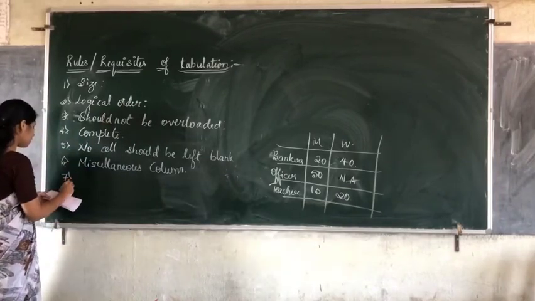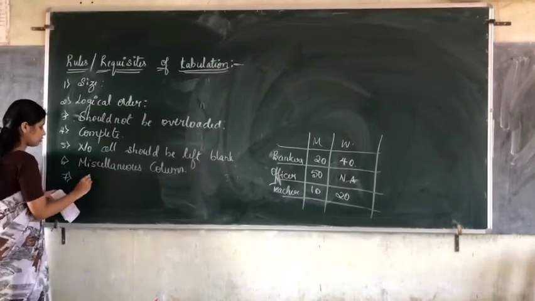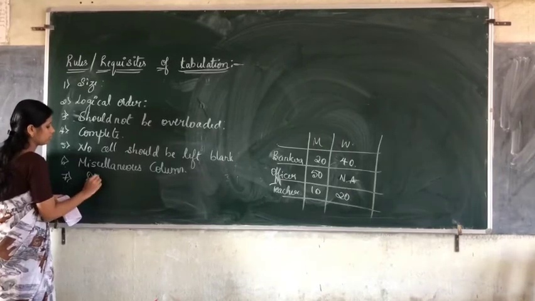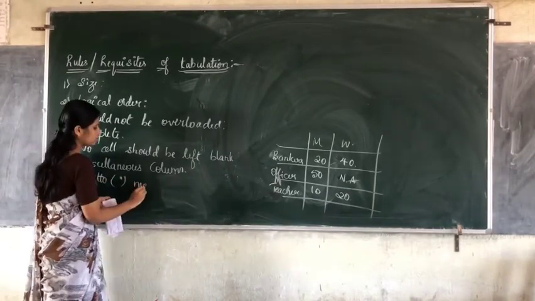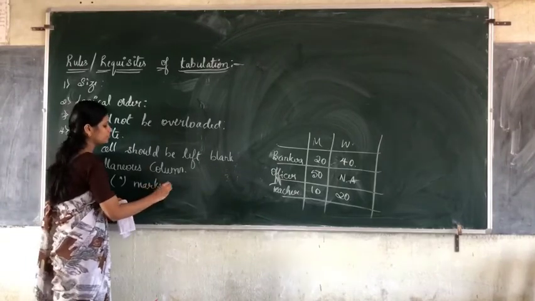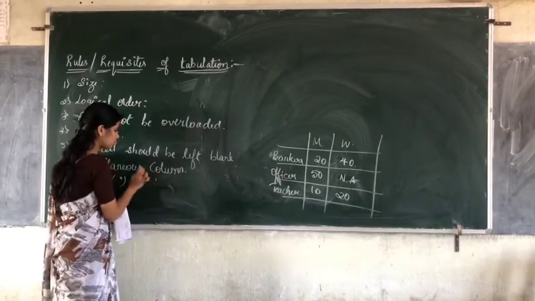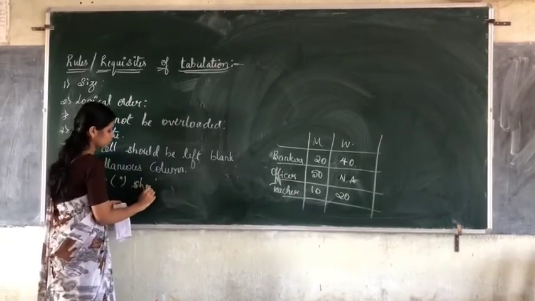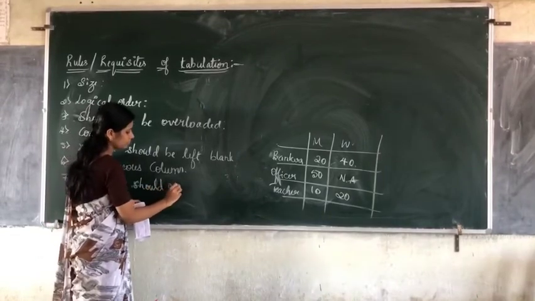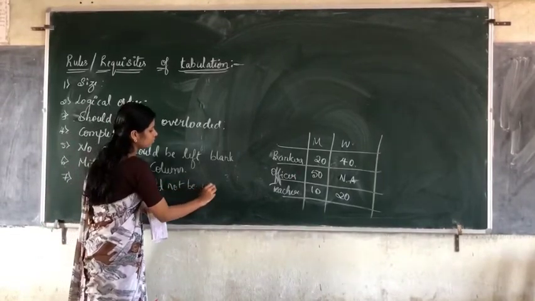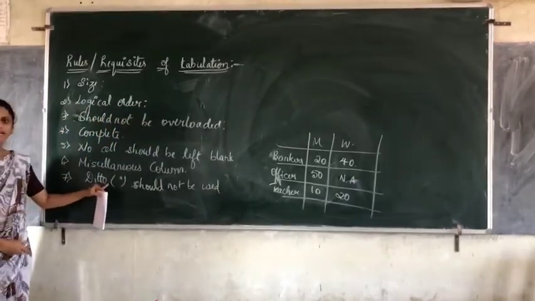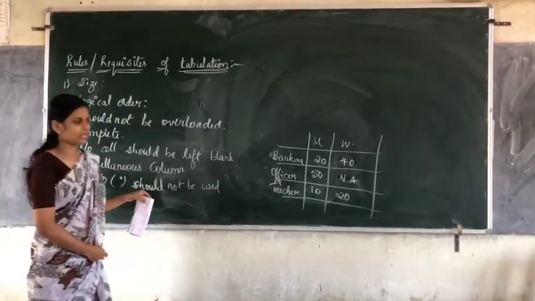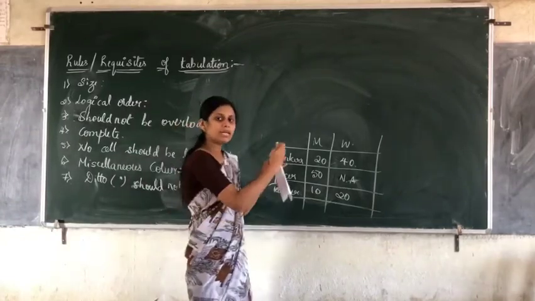Next rule is ditto marks should not be used. Ditto should not be used. You should not use this ditto sign while drawing the table. Why? Because it may create confusion. Ditto implies similar to the previous one.